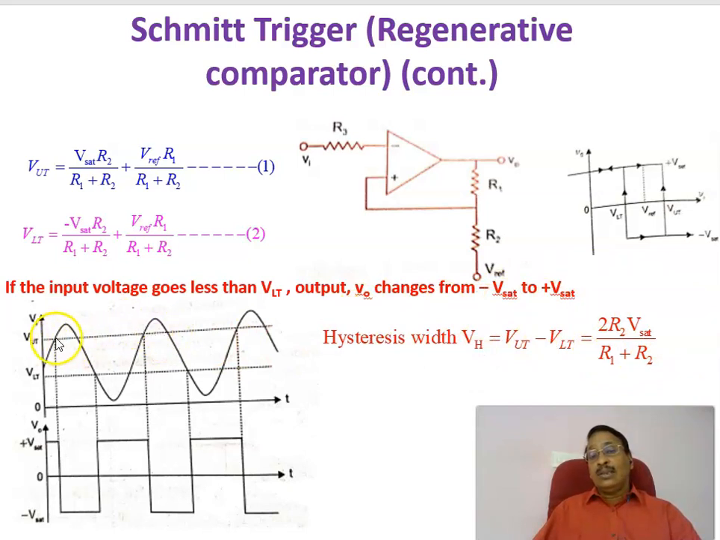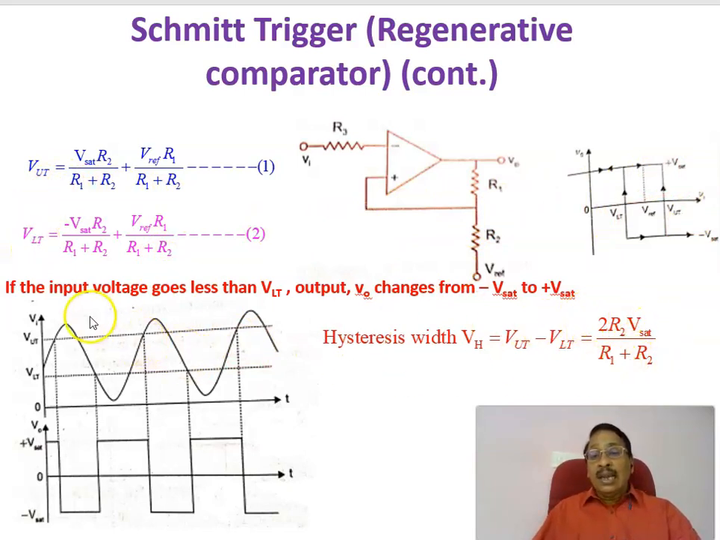Here the output does not change at the lower point; instead, it changes only at the upper threshold point. Therefore, a hysteresis takes place. How much is that hysteresis? It is the difference of these voltages, VUT minus VLT. In one direction, when the input goes above the upper threshold, the output changes to minus. Again, it does not change here; rather, it changes only at this point. Therefore, hysteresis takes place because of the difference between the upper and lower threshold voltages given by this equation.